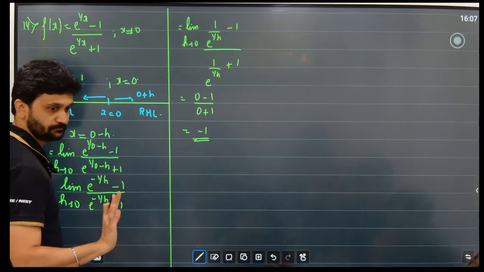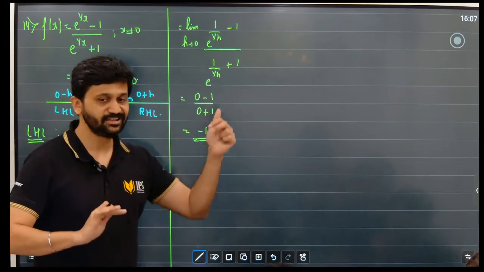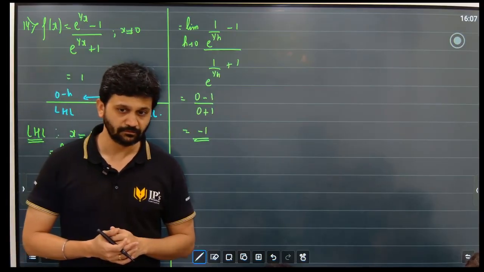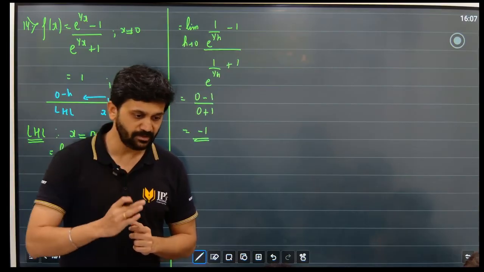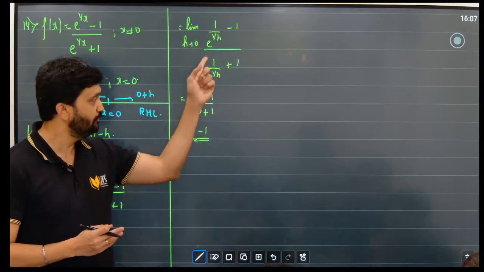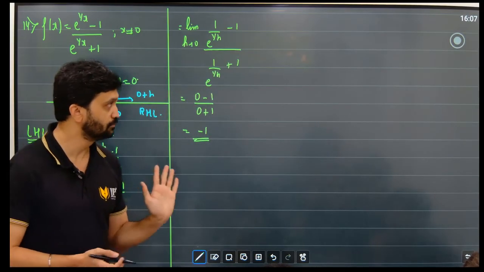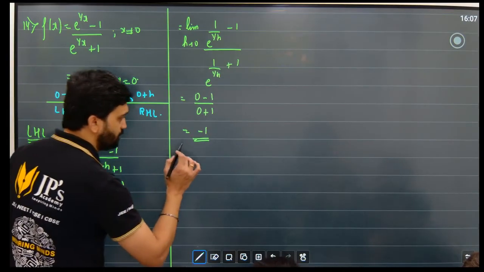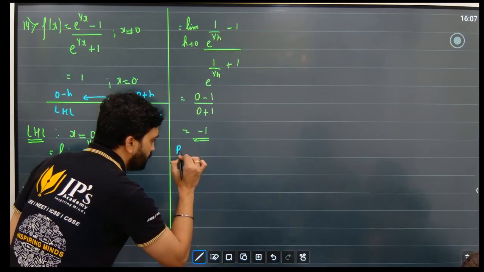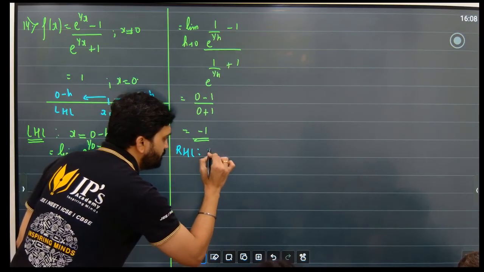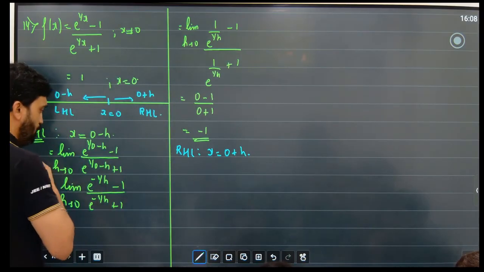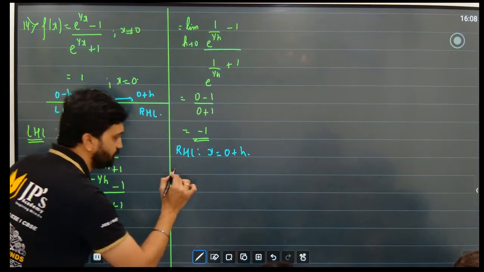Finish. I'll repeat again. h is tending to 0. So 1 upon 0 becomes infinity. e raised to infinity is infinity, and 1 upon infinity is what? 0. Let's start with the right hand limit. देखो ध्यान से, यहाँ पे right hand limit is x is equal to 0 plus h. I'm not doing anything extra. x is equal to 0 plus h.